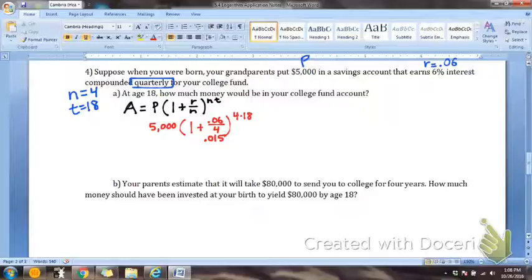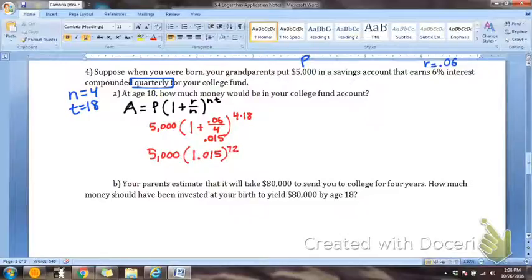Okay, so if we add that to 1, then we're going to have 5,000 times 1.015. Would you guys agree with that? And then raised to the 4 times 18. So what is 4 times 18? 72.